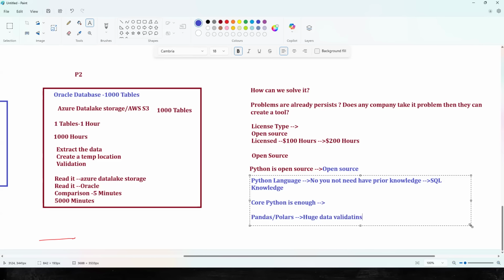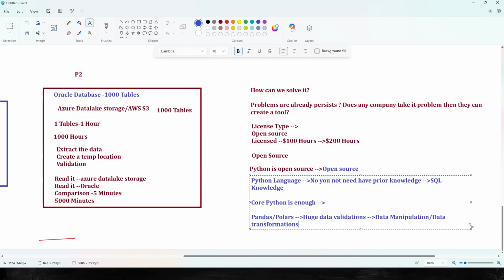So what exactly does Pandas do? Pandas was built initially for data science. Majorly, it is for data manipulation and data transformation. That is the purpose for which we are going to use it.